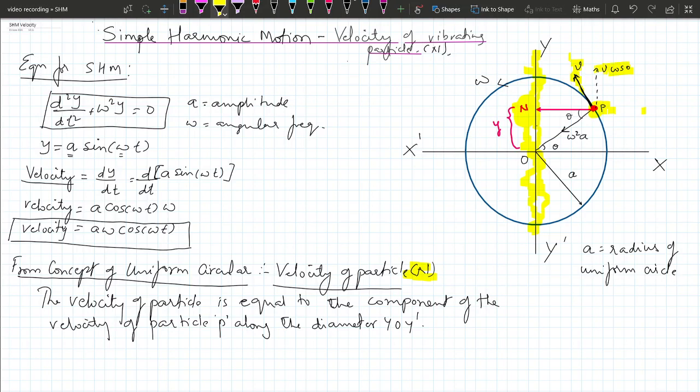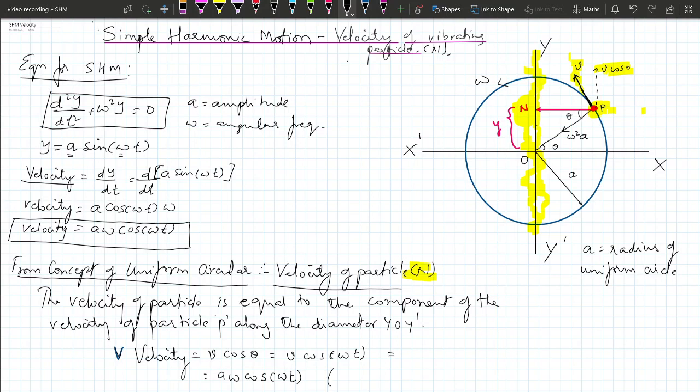So therefore I can write velocity of the particle N is equal to its component v cos theta. I can write v as it is, cos theta, but theta is omega t, because I have taken it as omega t. And I can replace this v as a omega into cos of omega t.